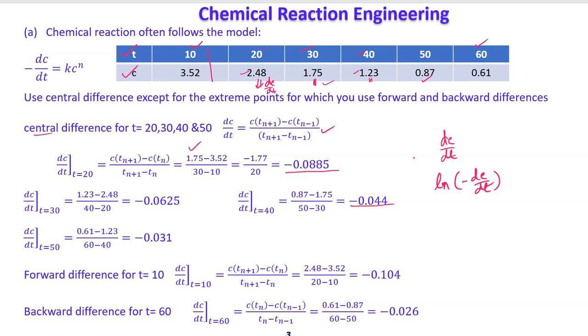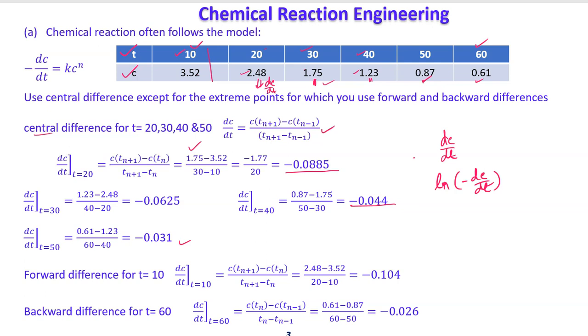So that is minus 0.044. Then t is equal to 50. We can take this data and this data, so that is 0.61 minus 1.23 divided by 60 minus 40, that is minus 0.031. And then the forward difference at t is equal to 0.